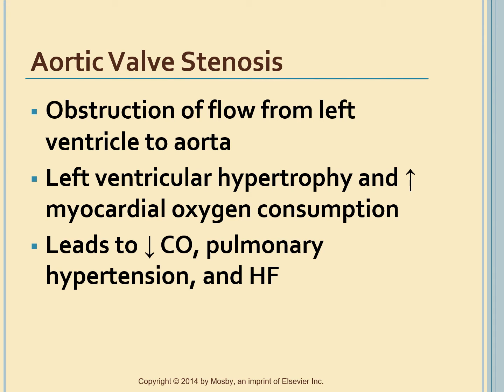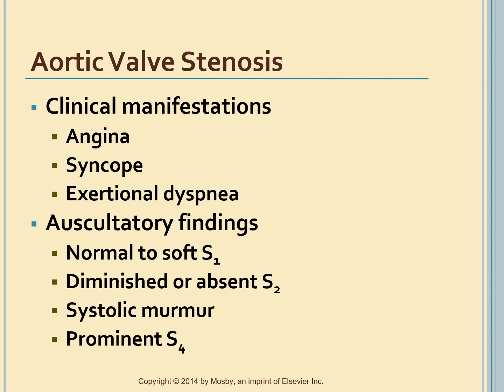Blood backs up from the left ventricle into the left atrium and therefore the pulmonary system, and we wind up in left ventricular heart failure. So some of the symptoms that we see with aortic valve stenosis are angina, and this happens because our coronary circulation branches off of the aorta after the aortic valve. So if our aortic valve is stenosed, not only do we have a decreased cardiac output, but with that decreased cardiac output, we're not getting blood to our coronary artery circulation as well. So hence the angina. We get syncope and exertional dyspnea, again, because of our decreased cardiac output.